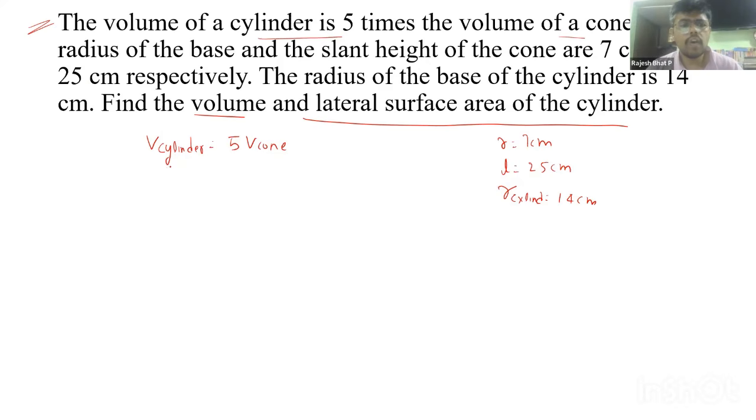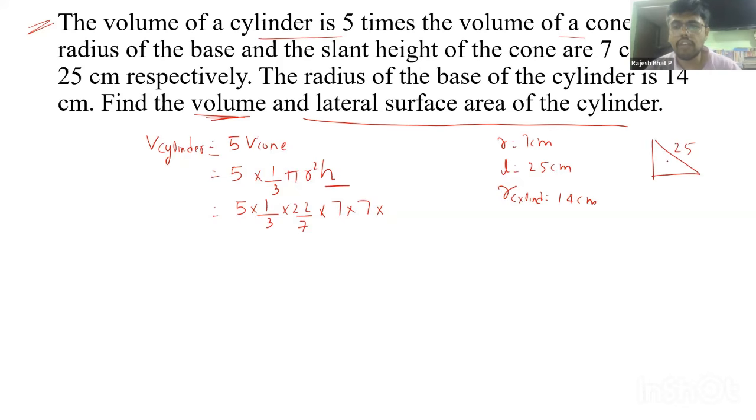So what is the volume of the cylinder? How do I find it? To find the volume of the cylinder, it is very easy. First, I will find the volume of the cone. What is the volume of the cone? The formula is 1/3 pi r square h. Is everything given? 5 into 1 by 3, 22 by 7. Is radius given? Yes, radius is given: 7 into 7. What is the height? Height of the cone is not given, but something else is given: slant height. Slant height is 25.